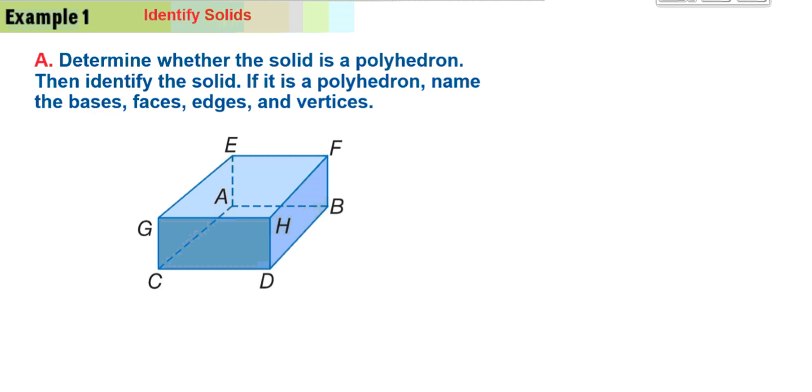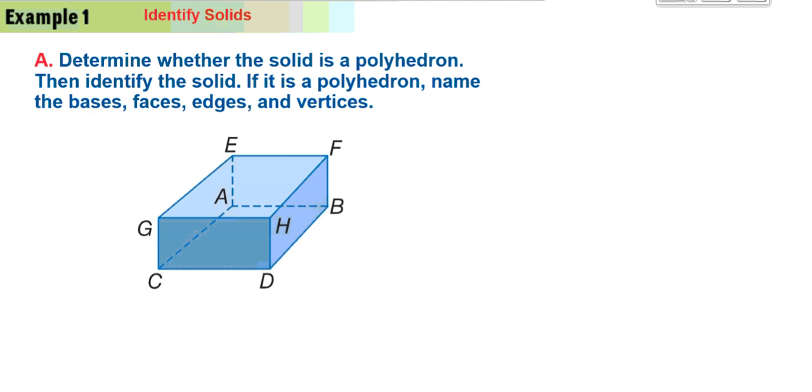So as you know, I'm going to just be pointing to you or calling on you by tapping your desk or just indicating that you're going to tell us something. Then I will either repeat your answer or rephrase it. So 1A, determine whether the solid is a polyhedron. Then identify the solid. If it is a polyhedron, name the bases, faces, edges, and vertices. If it's not a polyhedron, we'll still name whatever of those that we can name, okay?